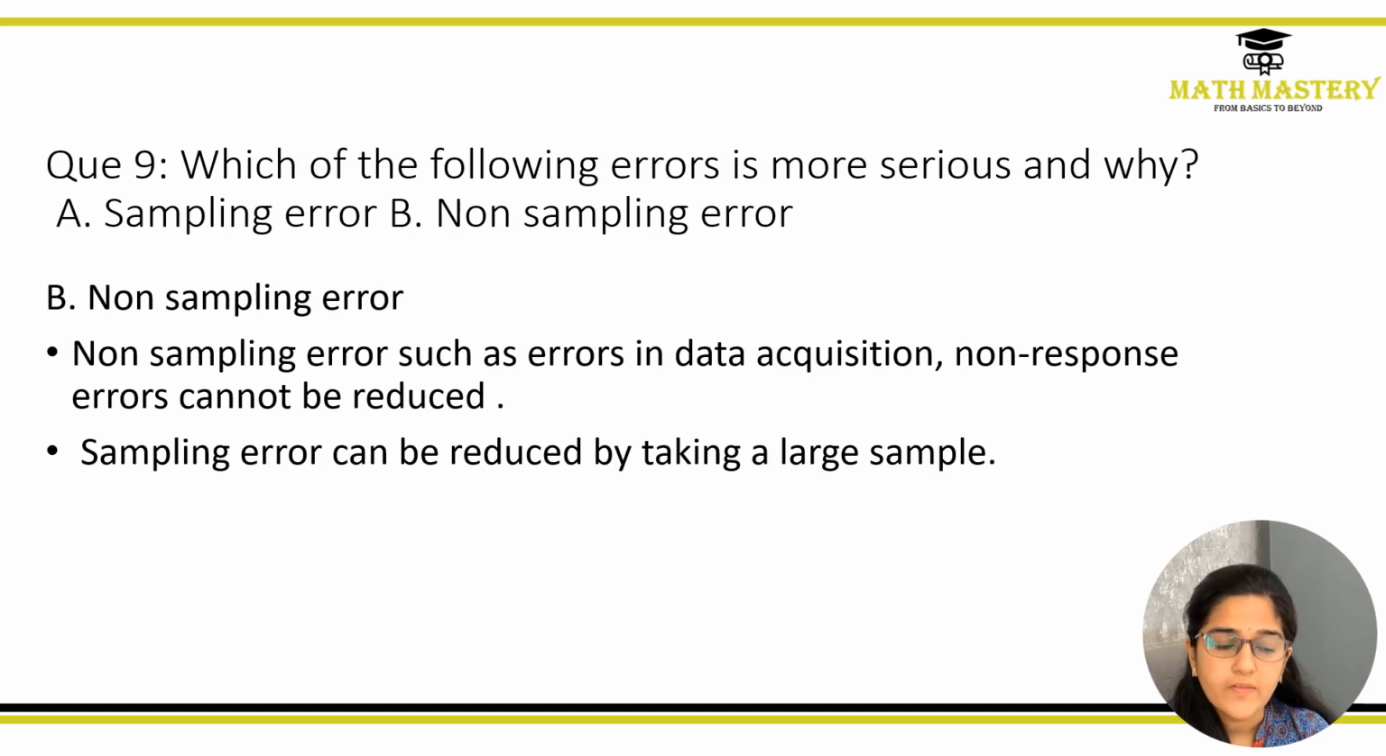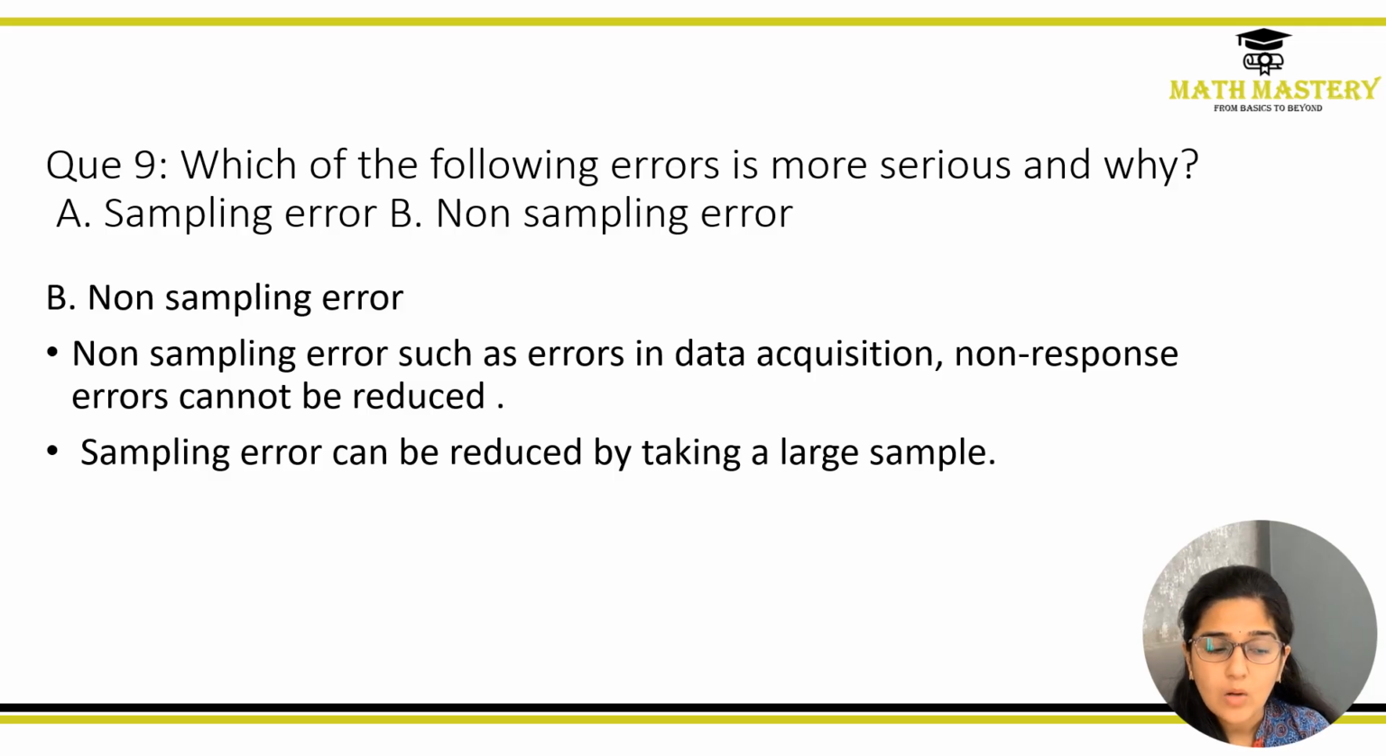Which of the following errors is more serious and why? Sampling error, non-sampling error. So as I have already told, sampling error basically means the difference between the population parameter and sample estimate. So that difference is the error. That error can be reduced by taking a larger sample size.